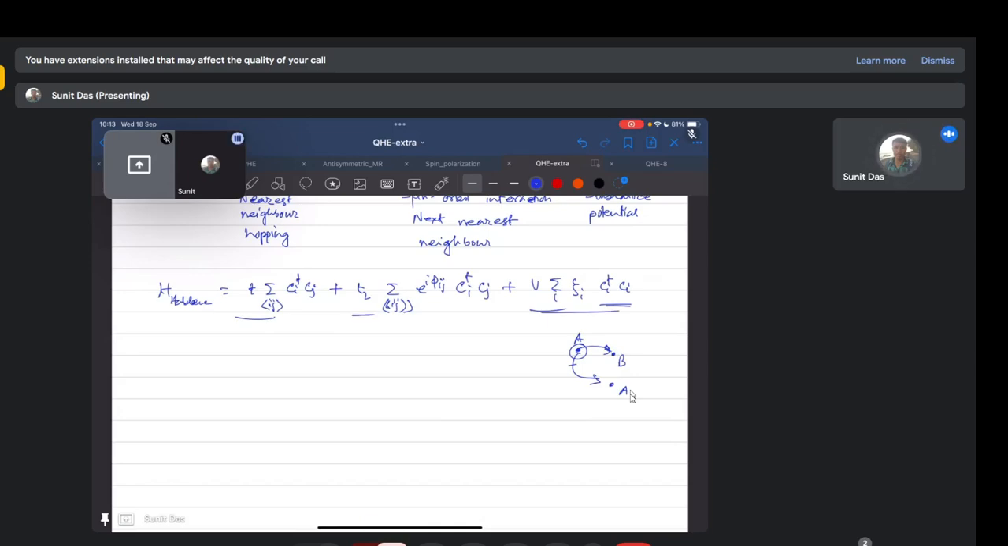But this Ci dagger Ci means there is no J, that represents that we have some on-site potential which depends on which sublattice I am in. Okay.